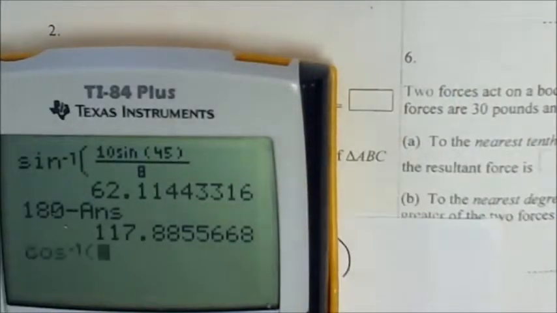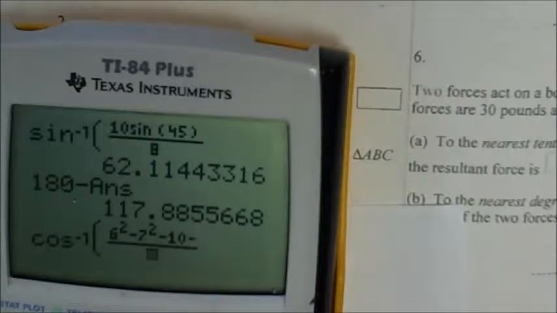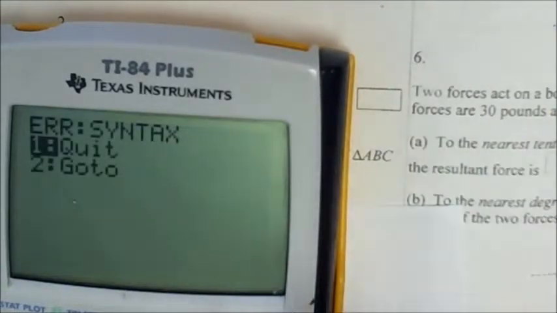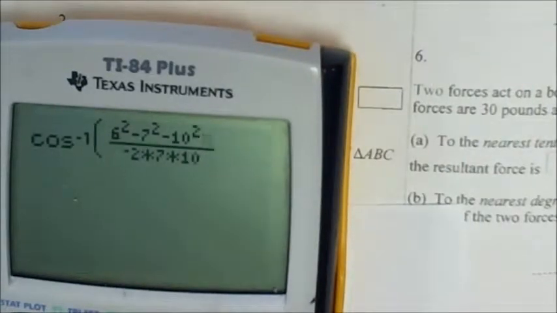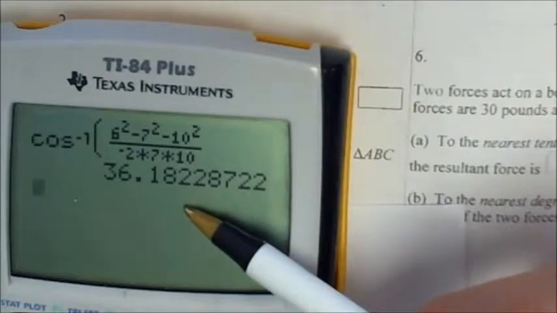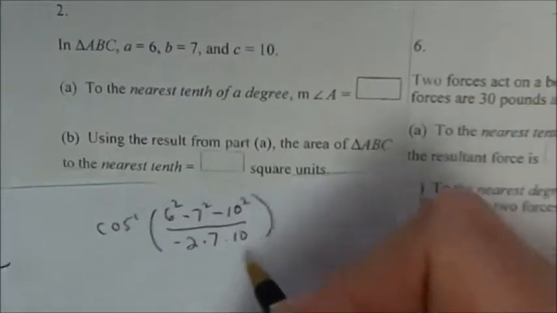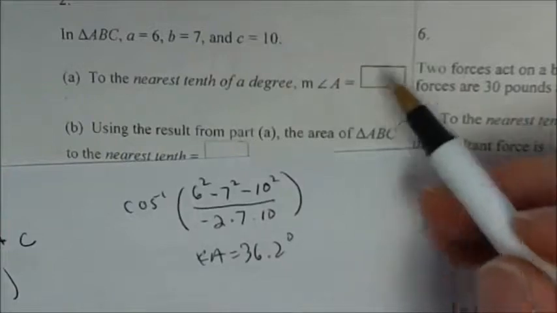So just do second cos of, set up your fraction bar, 6 squared minus 7 squared minus 10 squared divided by negative 2 times 7 times 10. Make sure those last two numbers on the top are the numbers that you use on the bottom. And I have a syntax error. Oops, that should have been squared. All right, so the angle is 36.2 degrees because they wanted it to the nearest tenth of a degree. So that angle A is 36.2 degrees. So that's what you would put in the box.